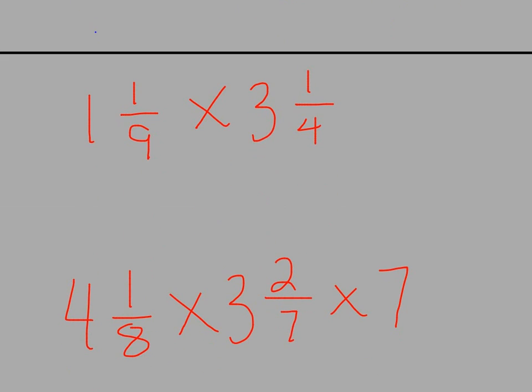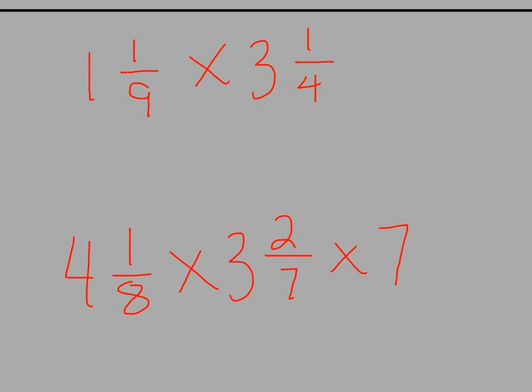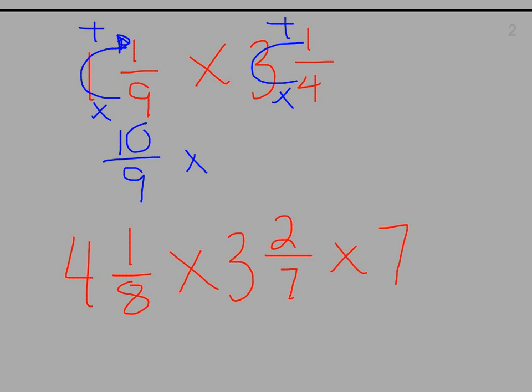Now let's look at what we do when we have mixed numbers. Remember, you have to change mixed numbers into improper fractions before you can multiply fractions. So we say 9 times 1 is 9, plus the 1 on top is 10. So we make that 10 over 9. The denominator is always the same. Over here, we're going to multiply, and 4 times 3 is 12, plus the 1 on top is 13. So we have 13 over 4.